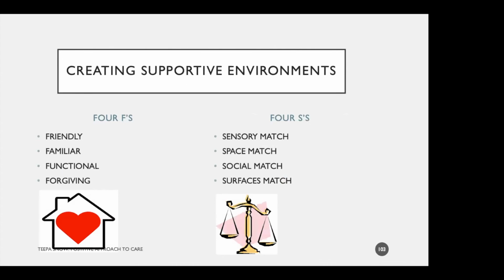Next slide. I also talk about creating a supportive environment. This is taken from Teepa Snow, for your clients or residents. Does your environment meet the 4 Fs? Is it friendly, familiar, functional, forgiving? And the 4 S's? Is it a sensitive match, a social match, and a selfless match for your residents, wherever they are?